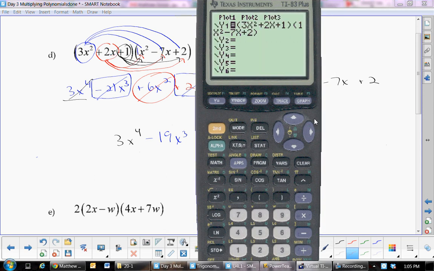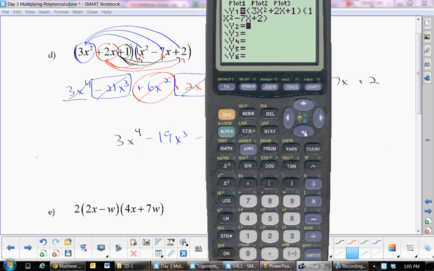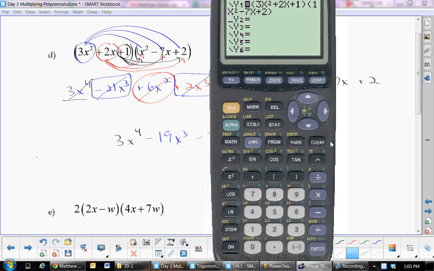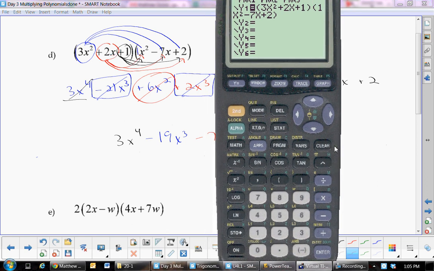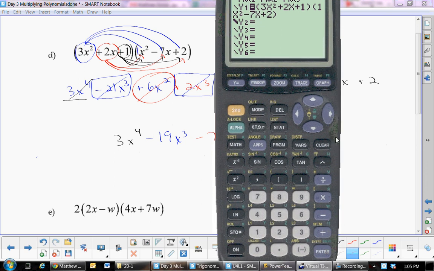If I want to go to y2, so I'm going to go down to y2, and I want you to go all the way left till you're blinking on that line. And then hit the enter button, and it should turn it to a thick line. Okay, now come over here. Now I want you to put your answer in.